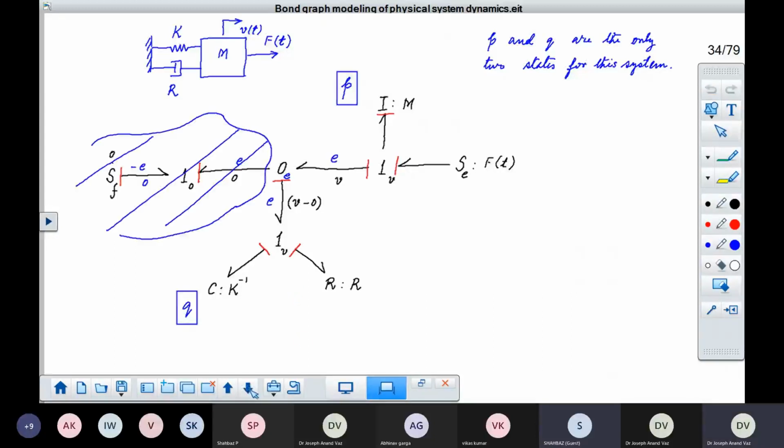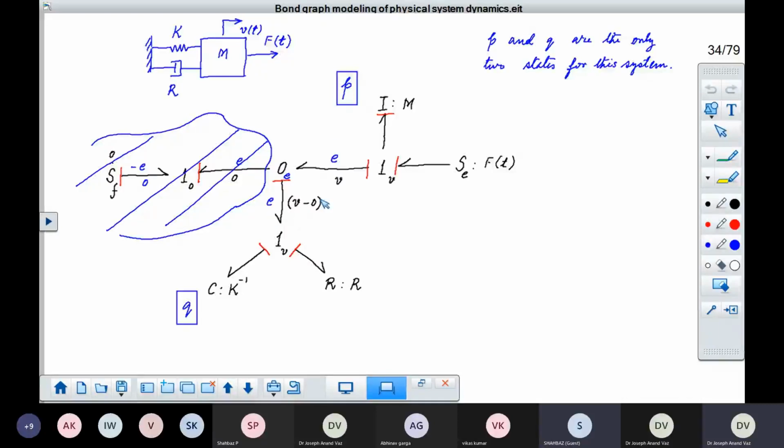Then we can, of course, simplify this bond graph. So for simplification, what we have done, you see, we can eliminate this part because it is redundant. The reason being, this is a zero junction. All bonds connected to it have the same information of effort. So if effort is written on each bond connected to this junction, you can write this as E over here.